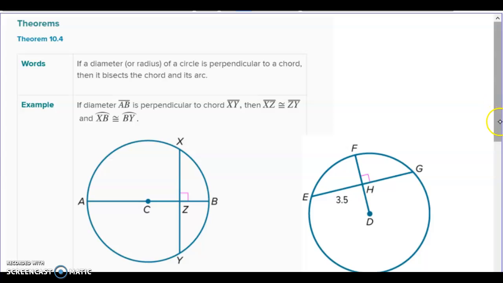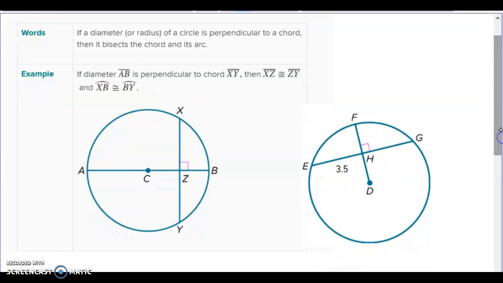So the second theorem says, if a diameter or a radius of a circle is perpendicular to a chord, then it bisects the chord and the arc. So when I look down here, from C to B, that would be a radius, or from A to B, that would be a diameter. And I see that we've got a little 90-degree angle there. That means that it is perpendicular to my chord XY.